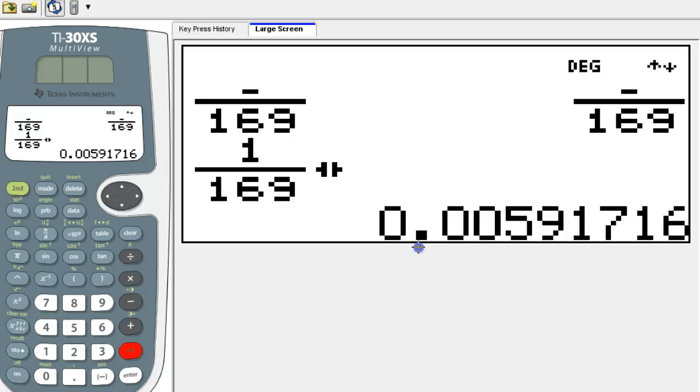Okay, move that decimal point 1, 2. So that's going to be 0.59%.